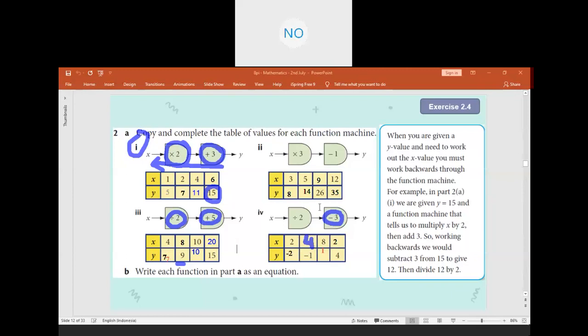I have the x as 2. And then I read the function. After 2, I have to divide by 2. 2 divided by 2 equals 1. After I divide by 2, I need to minus 3. So 1 minus 3, the answer will be equal to negative 2. That's why the output will be negative 2.